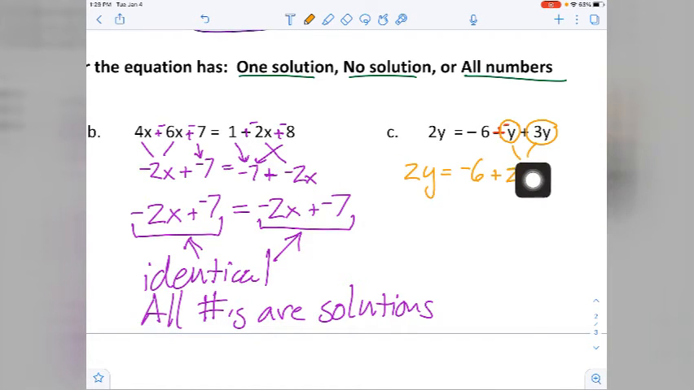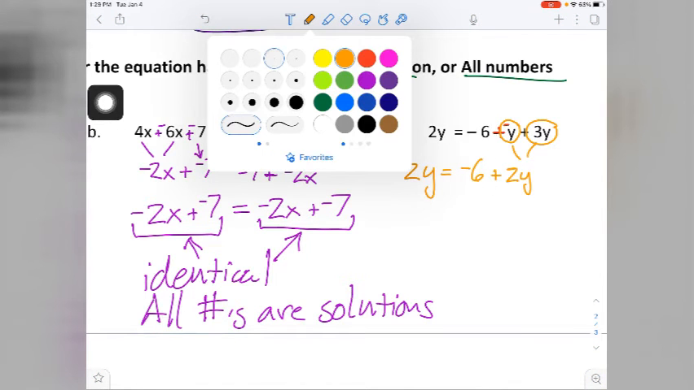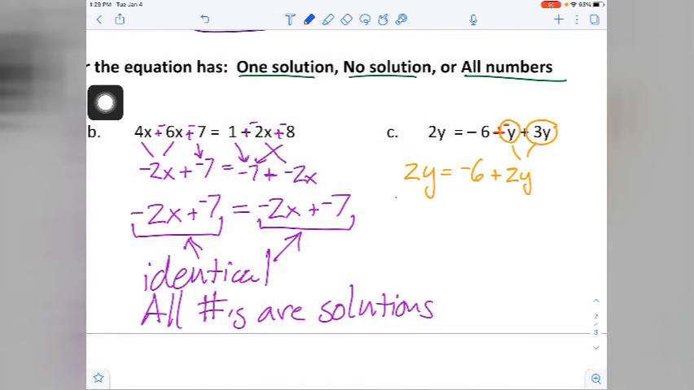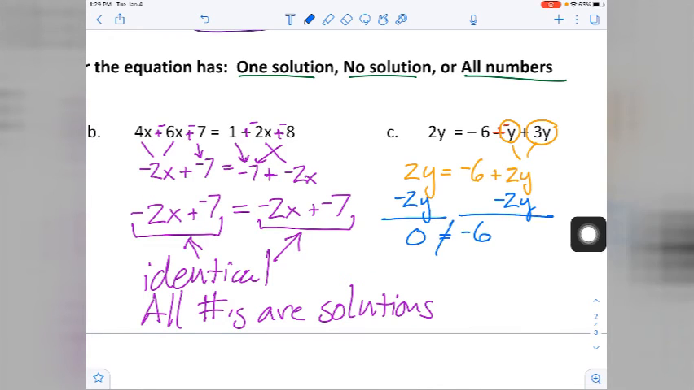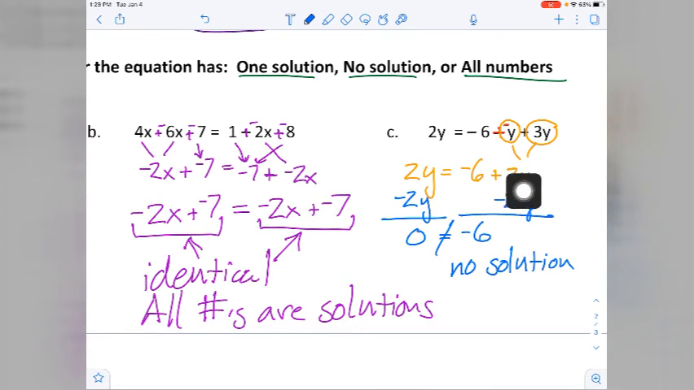Now right here I can tell I have identical variables, but the constants are not the same. Over here I have 0 constants, and over here I have -6. So if you're still not sure, you can continue to simplify. I could remove a balanced set, and I would get 0 equals -6. And that is not true. 0 is not equal to -6. Because that's not equal, there is no solution. There is no value that will make 0 equal to -6. So it doesn't matter what these are, because they both are the same on both sides.